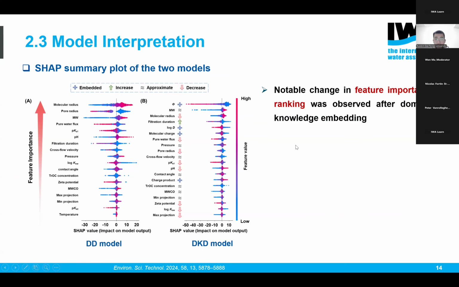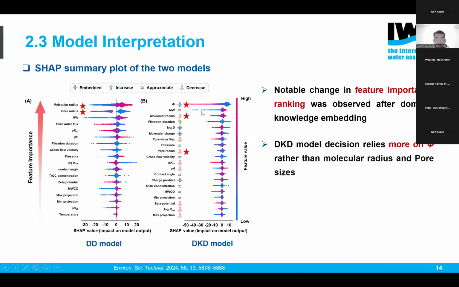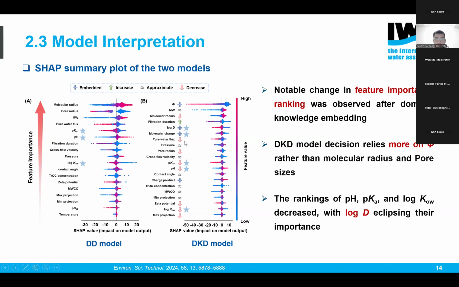You can see that the feature importance ranking has largely changed. The phi is a new parameter we introduced, and it plays the most important role in these feature importance figures. Also, we find that the DKD model decision, compared with the DD model, relies more on the phi rather than the conventional molecular radius and the pore sizes.